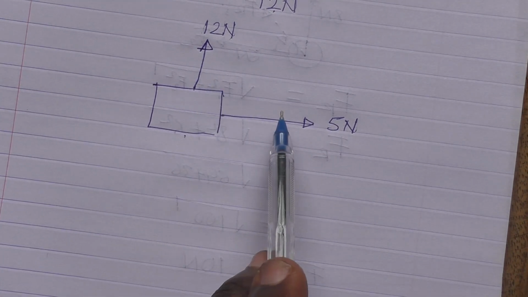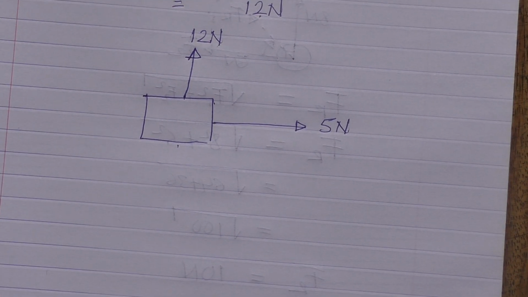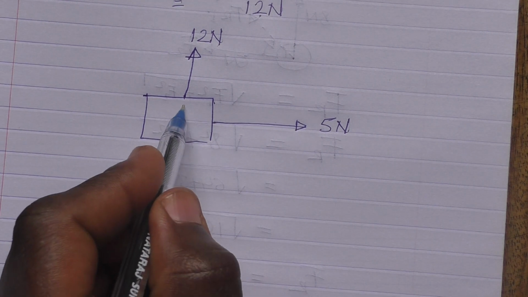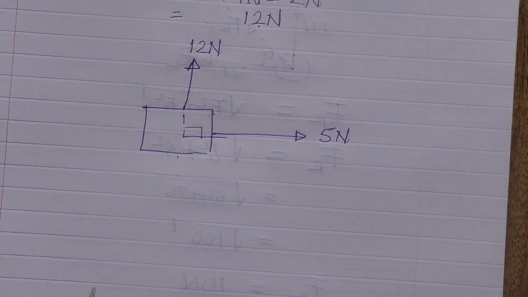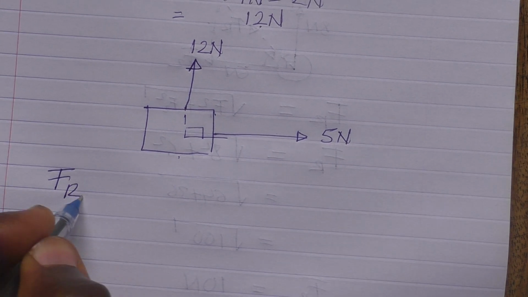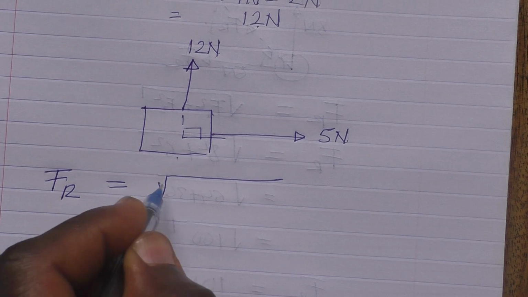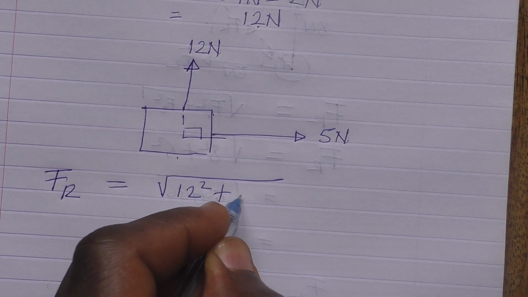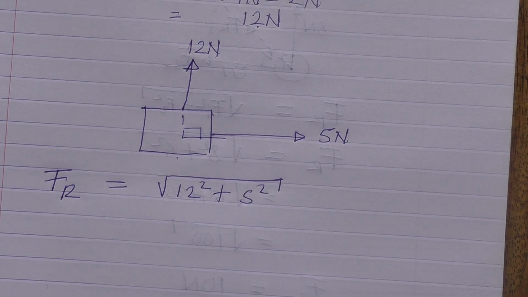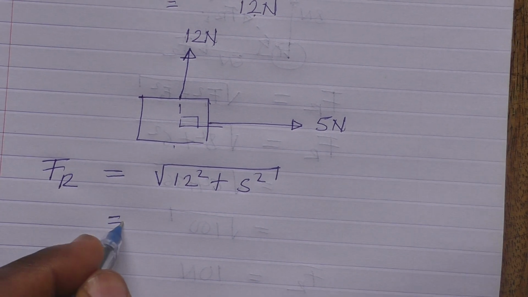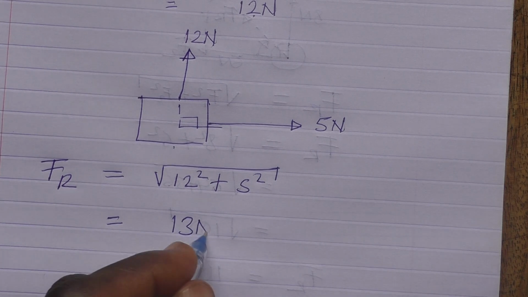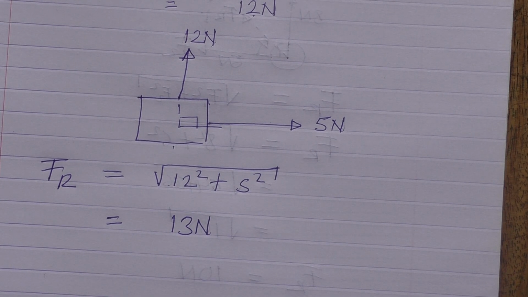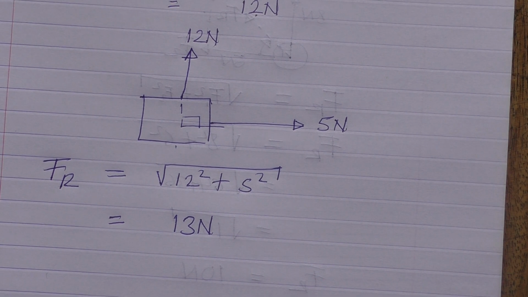And then we come up with this new arrangement whereby these ones will be acting at a right angle. So we shall have our final resultant force as the square root of 12 squared plus 5 squared. Hence, when you compute this, you get 13 newtons. That will be our resultant force.